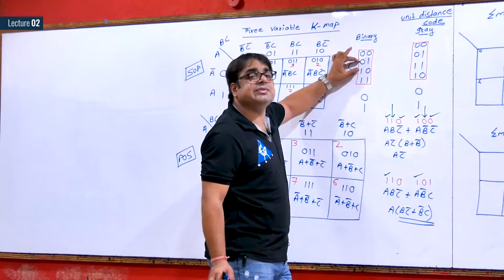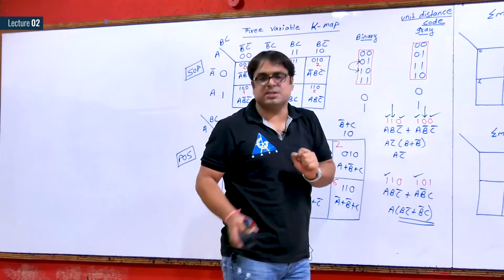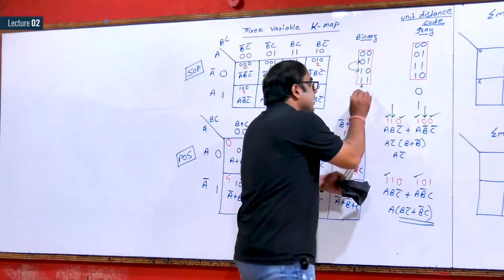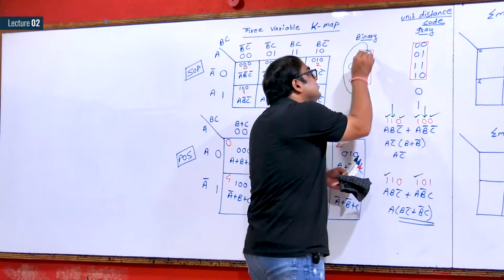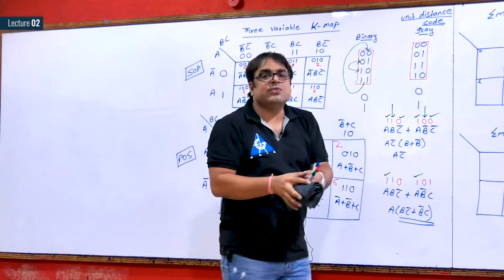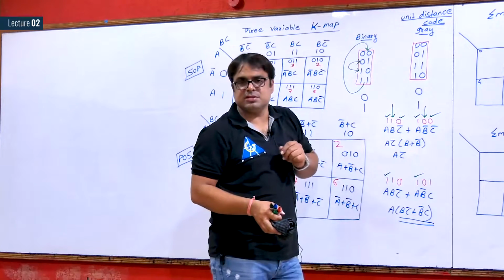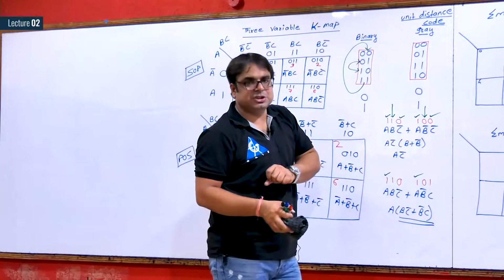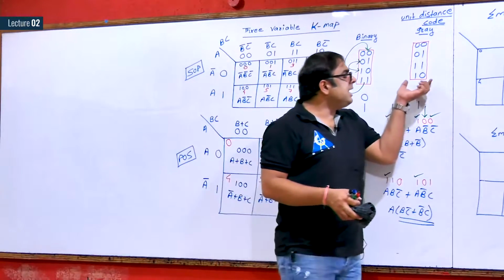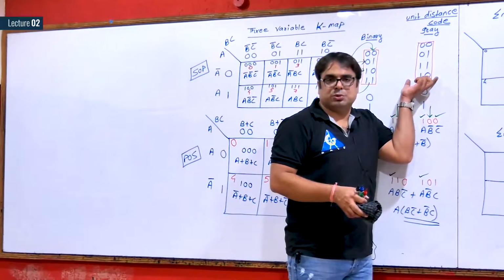Both the bits are different, they will not support minimization. Also, this 11 with 00 again has a 2-bit difference. They will not support minimization. But see what is the beauty of gray code.